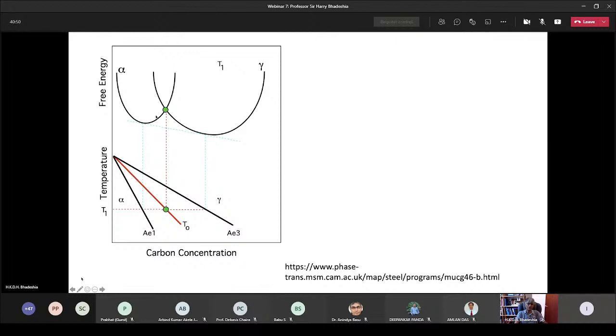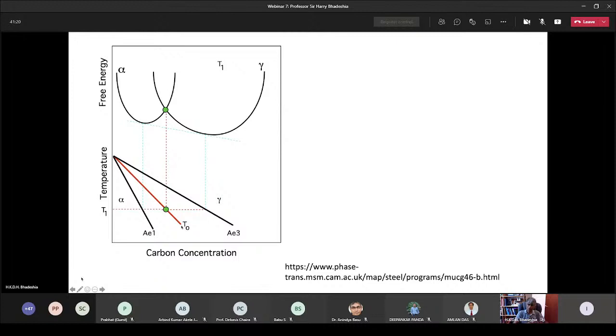But on this side, it's impossible because, look, I will have to increase the free energy in order to transform into ferrite of the same composition, and that is not thermodynamically favored. Or spontaneous, you cannot get that spontaneously. So this point here, if I plot the locus of this point as a function of temperature, then I get a curve which is called the T0 curve.